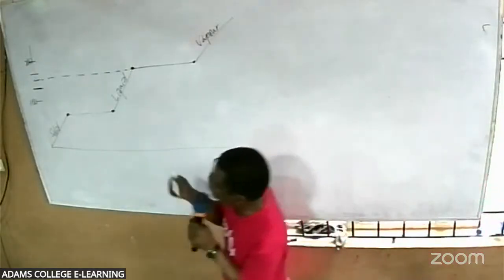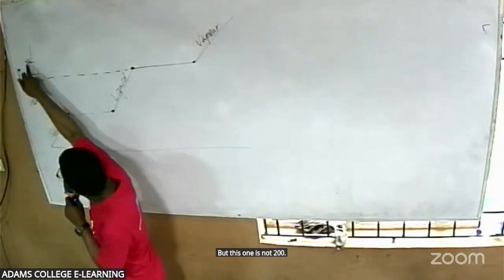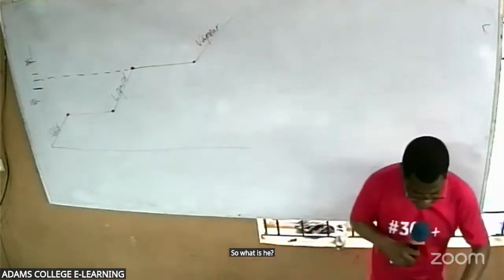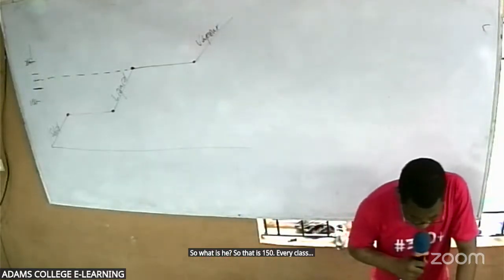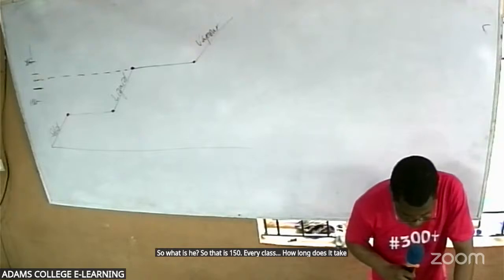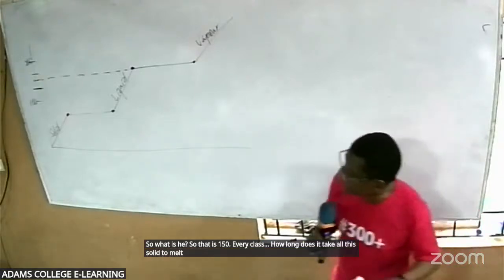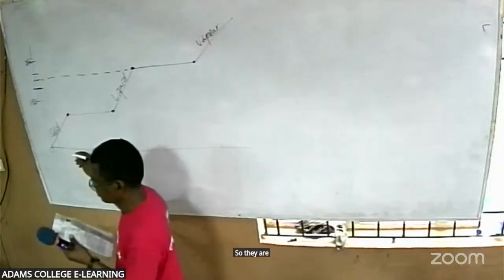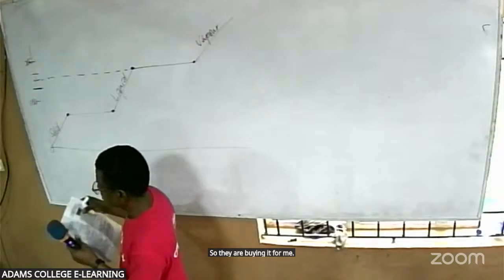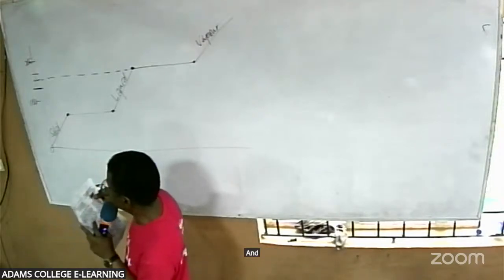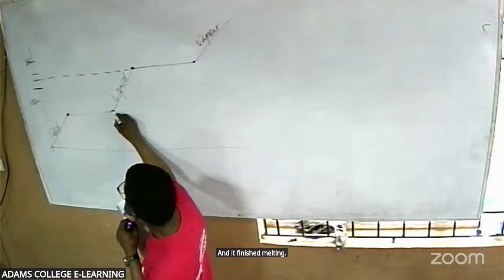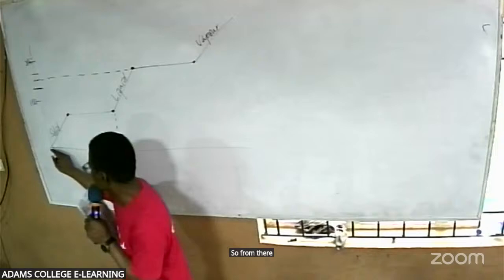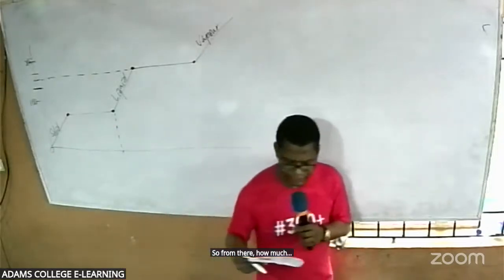This one is not 200. This is 200, yeah. This is 100, yeah. So what is it? So the answer is 150. In the class, how long does it take all the solid to melt? They started melting it from here. They started applying it from here. And it finished melting. This is when it finished melting. So from here to here, how much? That's the answer, 2.5 minutes.